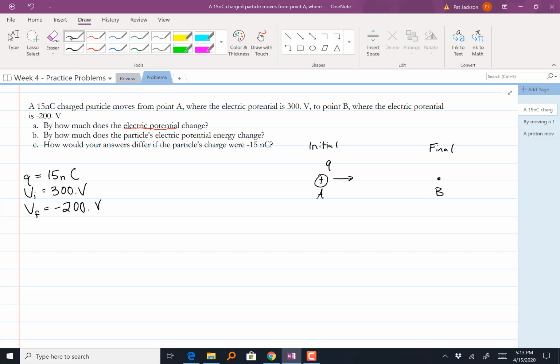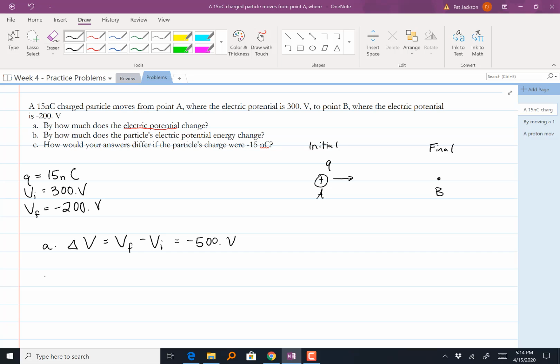So for this first part, all it's asking me for is the change to the potential or the voltage in this situation. Now, anytime I'm looking for a change, that means I'm doing the final minus the initial, so the final voltage minus the initial voltage. And so in this case, that means that I'm doing a negative 200 volts minus a 300 volts for a final answer of negative 500 volts.